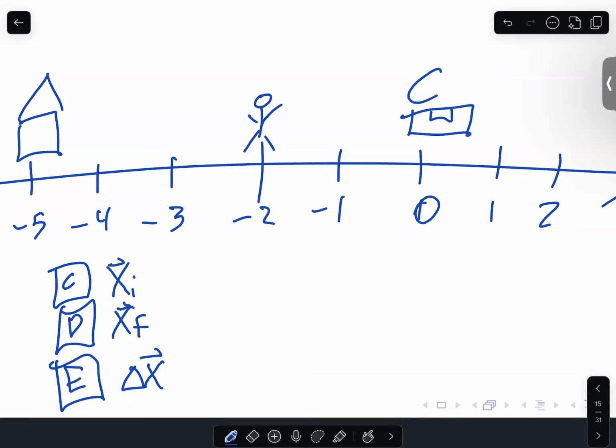Look at the origin that I defined. Initial position is not at 0, and her initial position is not at the cinema. Here's where she is; the cinema's over here. Again, let me remind you, the initial position is where she is at the start of the problem. Her position is -2 units.